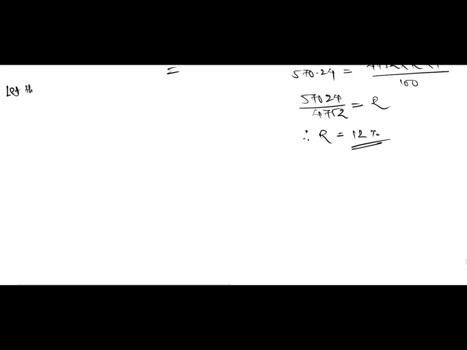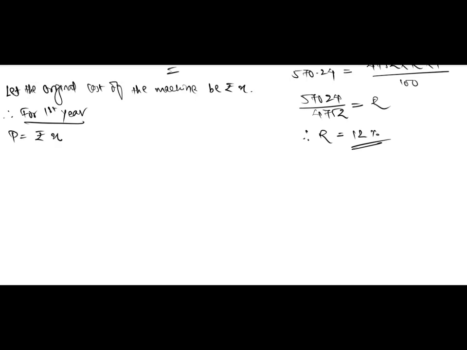So we have to use this method. Let the original cost of the machine be rupees X. Therefore, for first year, P is equal to rupees X. Principal is rupees X. Rate is equal to 12% per annum. Time is equal to 1 year. Okay, so we know the principal, the rate, the time. Now what?